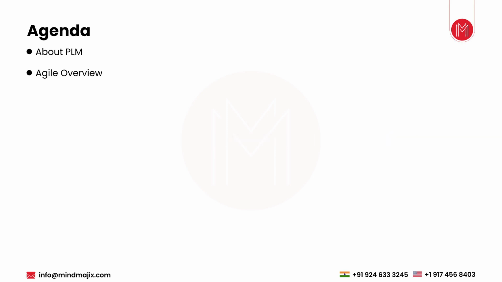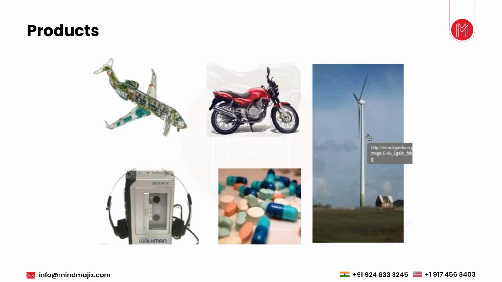So today we are going to see this PLM and Agile overview. Before we go into the PLM definition, we first see the individual word definitions: what is product, what is life cycle, and what does management mean. Once these three come together, that will define the actual meaning of product lifecycle management. Basically, product is something which gives a meaningful result or solves a meaningful purpose.